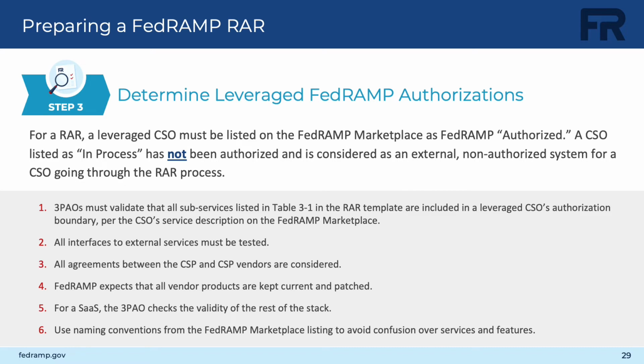And finally, a 3PAO should validate that the CSP uses names for authorized external services from the FedRAMP marketplace. For example, when a CSO is leveraging AWS, it is specified as AWS GovCloud or Amazon US East/West. All the subservices and features must follow the naming convention on the marketplace. Make sure the CSP updates names to match current FedRAMP marketplace listings.